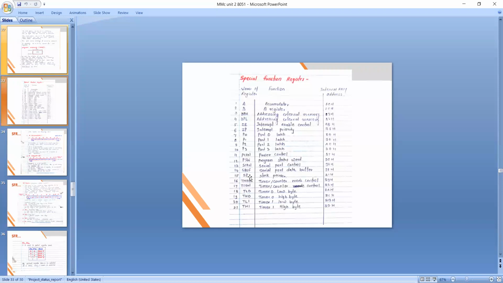Next, TMOD and TCON are related to timer mode control and timer controlling operations, and the timer values are stored in TL0, TH0, TL1 and TH1. As we already know, the 8051 has two timers, timer 0 and timer 1. All these SFRs, especially IE, IP, TCON and TMOD, we have to study in detail in chapter 4.